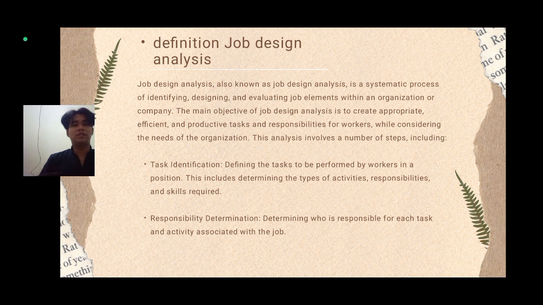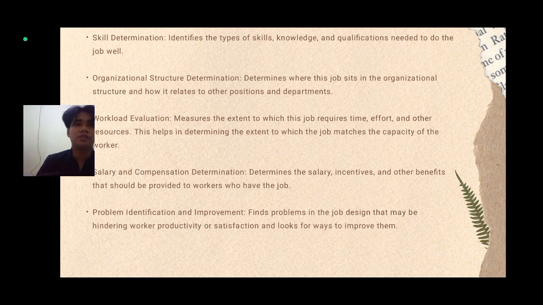performed by a worker in a position. This includes determining the type of activities, responsibilities, and skills required. And then responsibility determination, determining who is responsible for each task and activity associated with the job. And then skill determination. It identifies the type of skills, knowledge, and qualifications needed to do the job well.